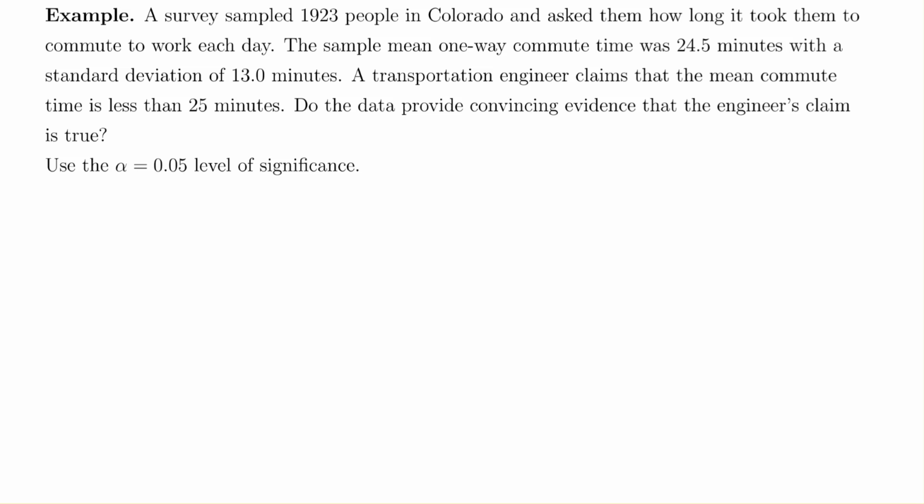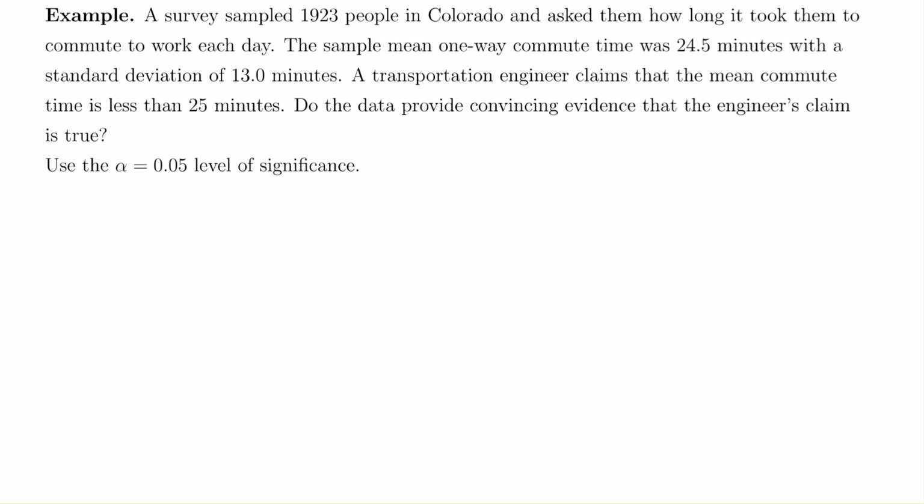If so, you then winnow it down to, well, is it for standard deviation known or standard deviation unknown? Or is it a hypothesis test for a population proportion? So let's read through and see which is the case here, because that will direct our steps in how we solve the problem. Our survey sampled 1923 people in Colorado and asked them how long it took to commute to work each day. The sample mean one-way commute time was 24.5 minutes with a standard deviation of 13 minutes.